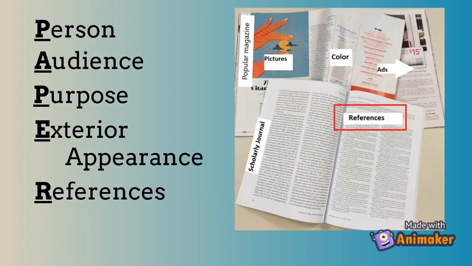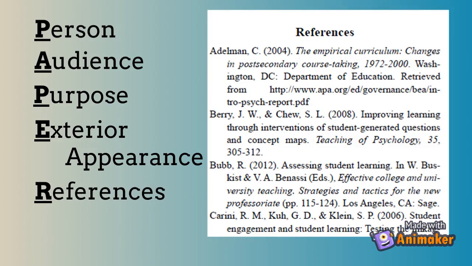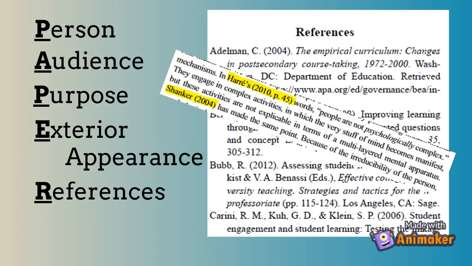The R is for references. There will always be references to other sources related to the topic in a scholarly article. If there are no in-text citations or references or bibliography, it is not a scholarly article.